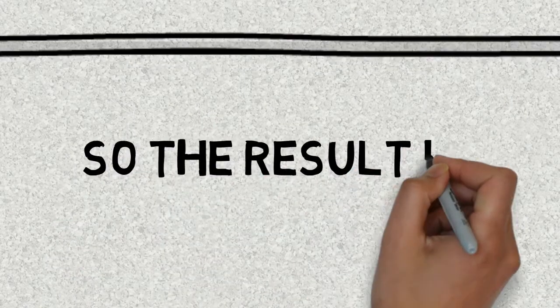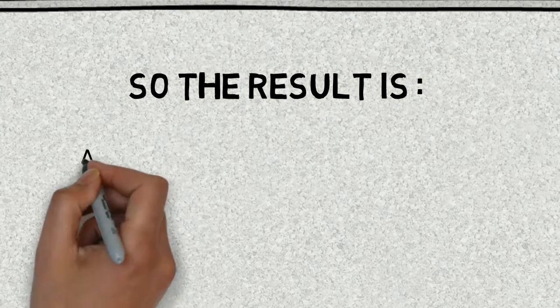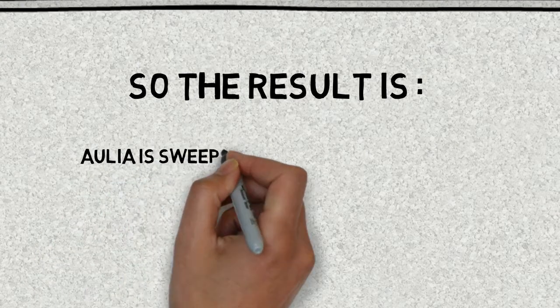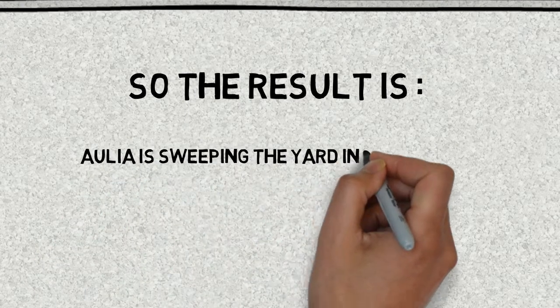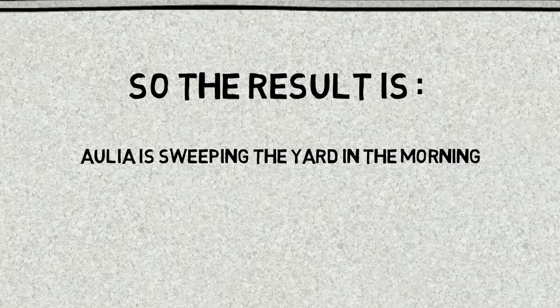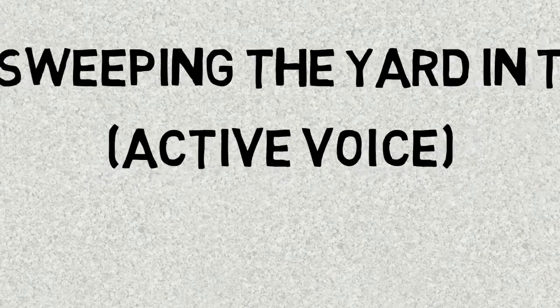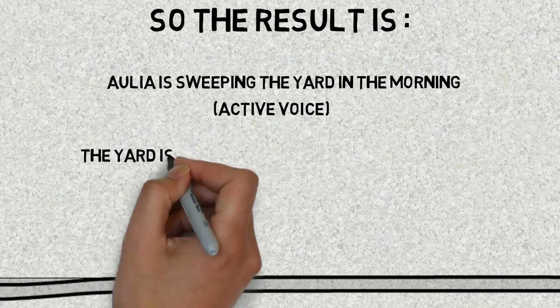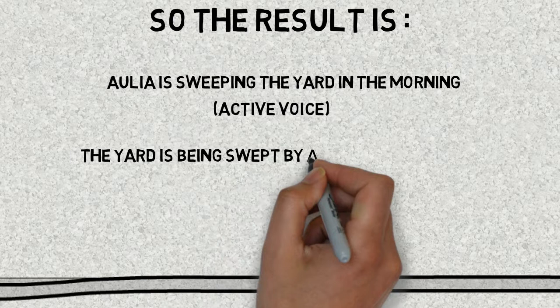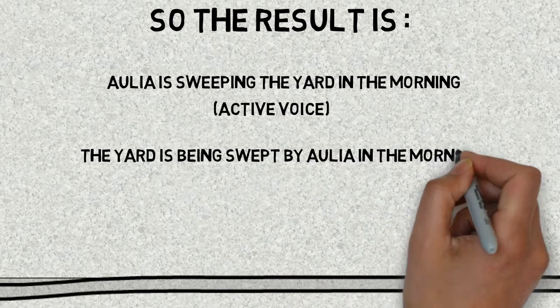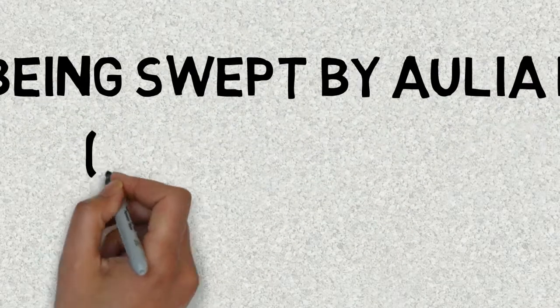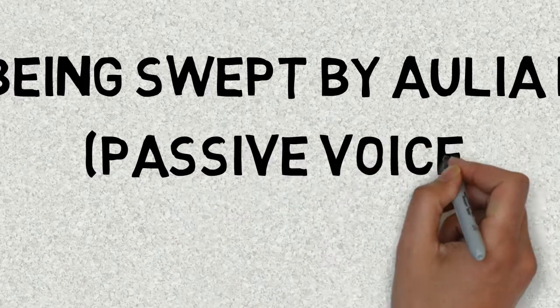So the result is, Aulia is sweeping the yard in the morning. It's the active voice form, so we change it into a passive voice form. We will get the yard is being swept by Aulia in the morning. So it is the passive voice form.